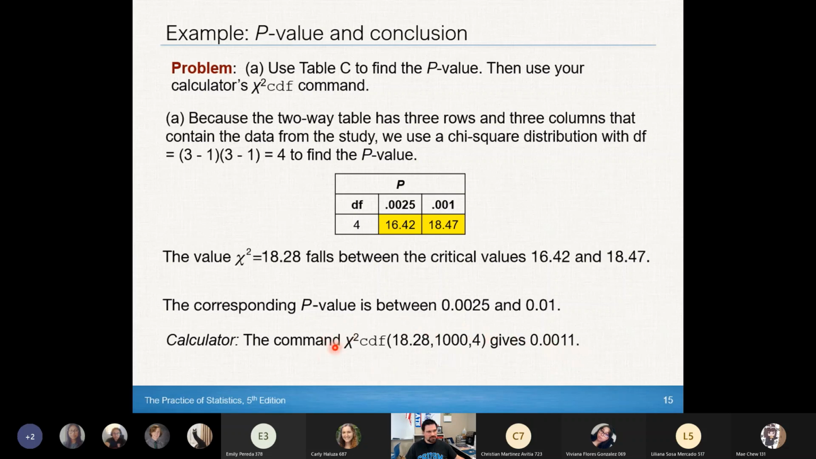To get to this chi-squared CDF command, you need to use your calculator and hit second vars, and that gets you to the distributions menu. You'll just scroll down until you get to the chi-squared CDF command. Again, we'll show you that tomorrow as well. Are there any questions here about finding our p-value?